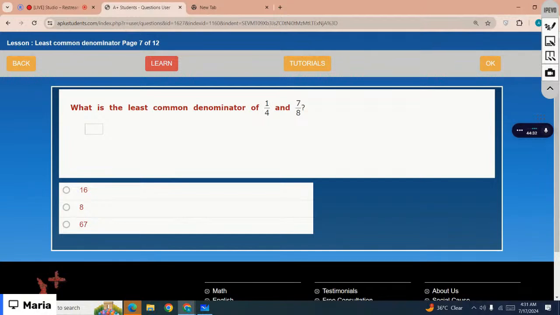What is the least common denominator of 1 by 4 and 7 by 8, which is the correct option? Yes, 8. The correct option is 8.